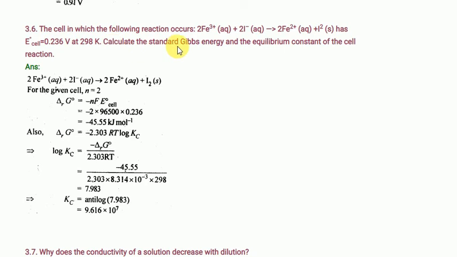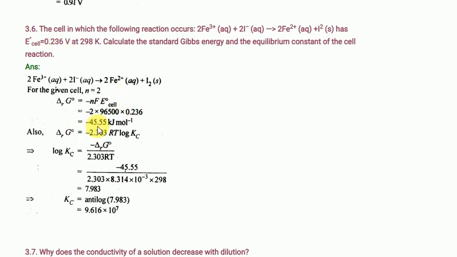What they are asking is to calculate the standard Gibbs free energy. You know the formula for the Gibbs free energy: delta G of reaction is equal to minus n F E naught. And what does n stand for? How many electrons are exchanged here? There are 2I- here, so a total of 2 electrons are gained by iron and 2 electrons are lost by iodine. So I am taking 2. The Faraday constant you know very well, 96,500 coulombs. The standard electrode potential value is already given here as 0.236 volts.